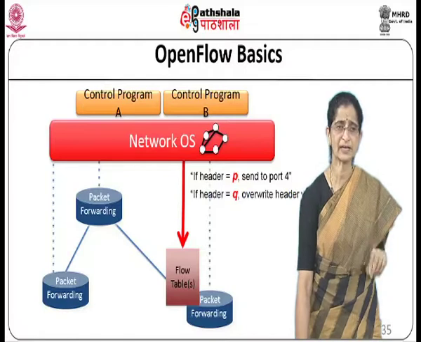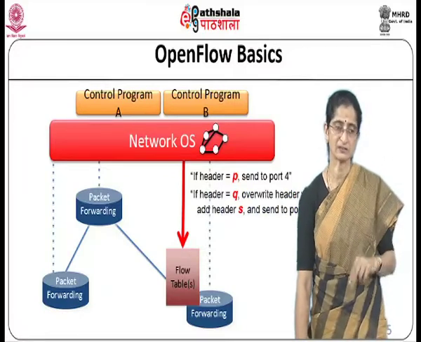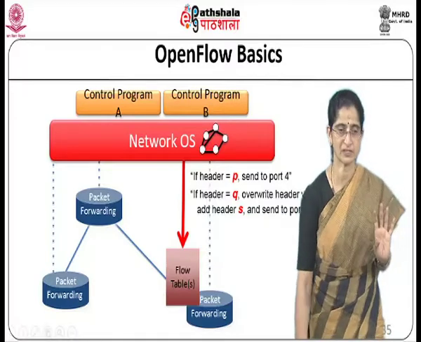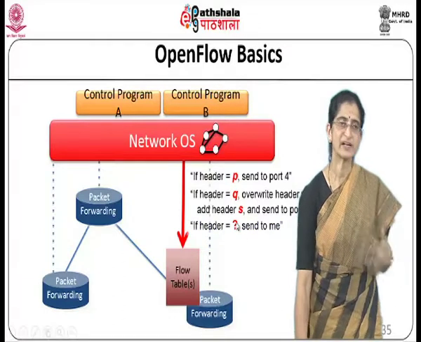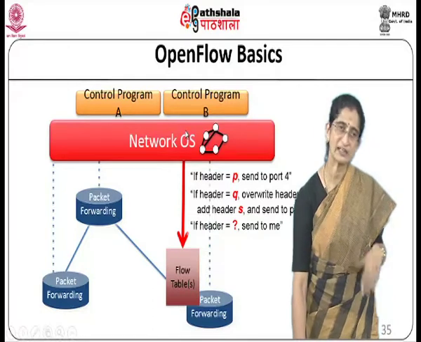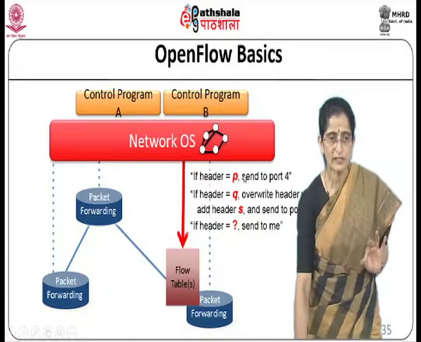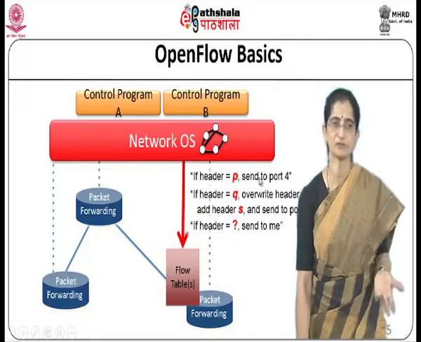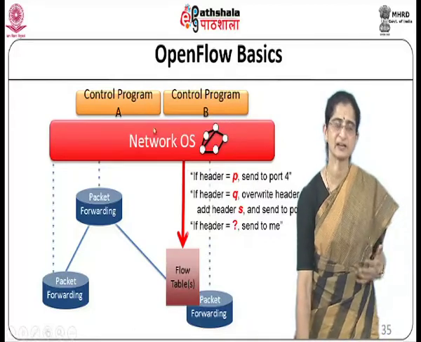Or it may be something like if header is equal to Q, then you override that header with R, add another header S to it and send it to ports 5 and 6. Or it may be something like if you can't understand what that header is, send it to me, which means that packet will come to the controller and then the controller can decide what is to be done with that particular packet. So, like this you will have flexibility of specifying what you want to do with different types of packets. Complete flexibility of specifying how to deal with packets is there at the controller.